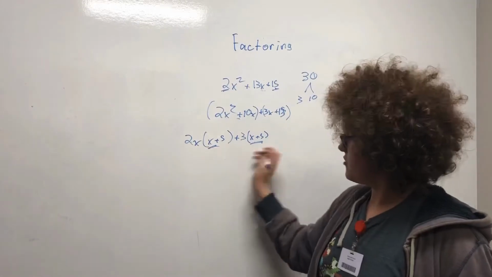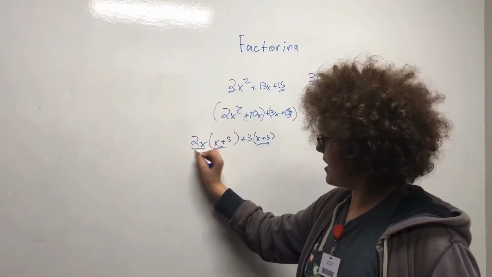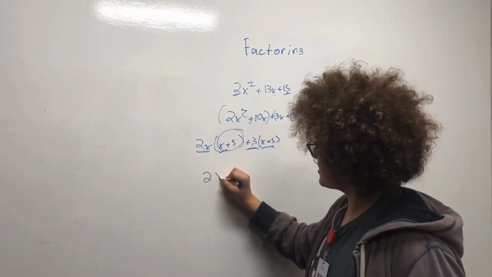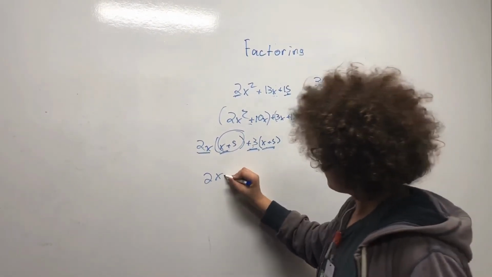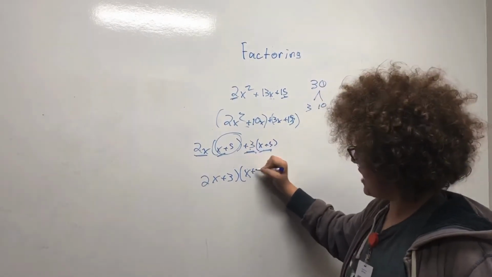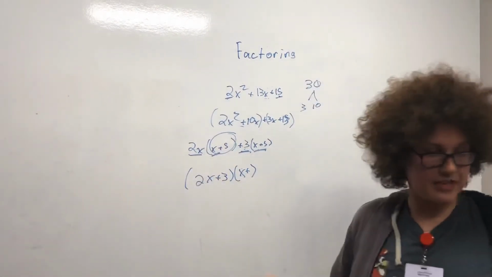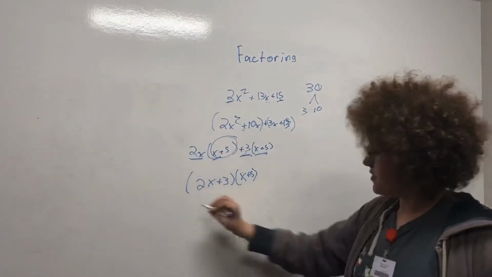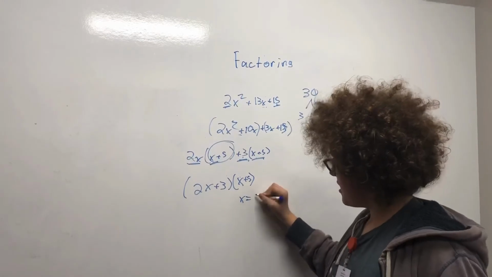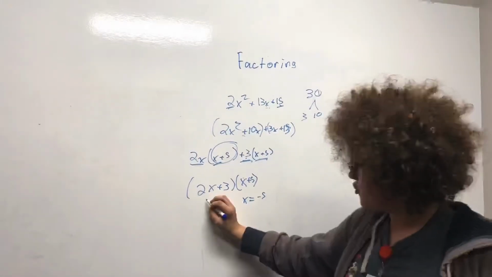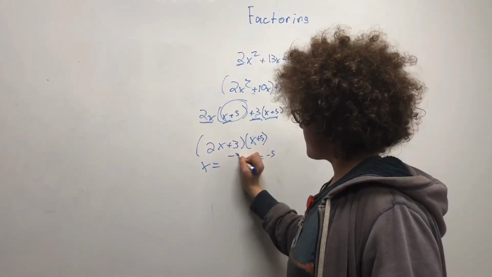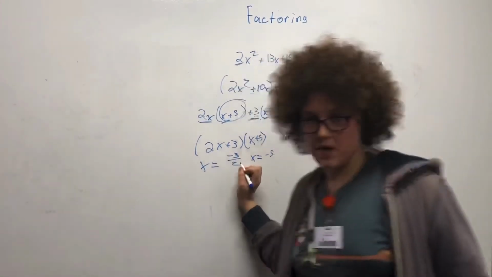And then you pretty much, these give you your factors. So one factor is this, and the other one is just what's in the parentheses. So your factors are 2x plus 3 and x plus 5. Now these are the factors. To get the solution, you'd have to set both of these equal to 0, which in x plus 5 gives you x equals negative 5. And in 2x plus 3 gives you x equals negative 3 over 2. And those are your solutions.